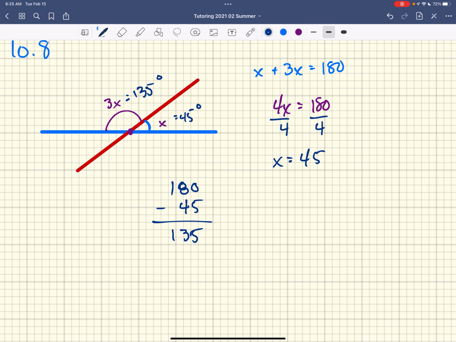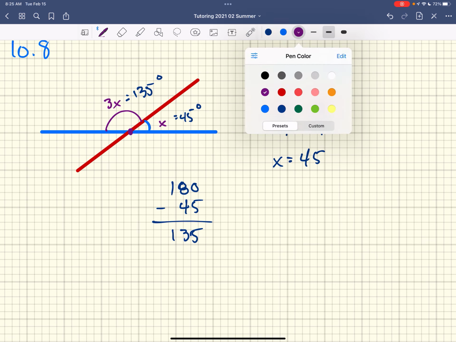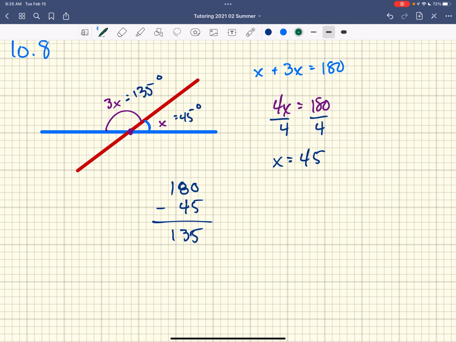Part C, find the measures of all the angles formed by the lines. Well, once you do your work on 10.6 and 10.7, hopefully this part will make a little bit more sense. But basically, you can figure out that this angle over here, the opposite angle, is going to have a measure of 45 degrees as well. And this angle down here will be 135.